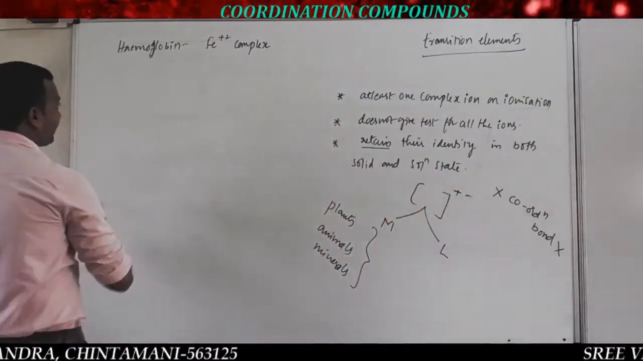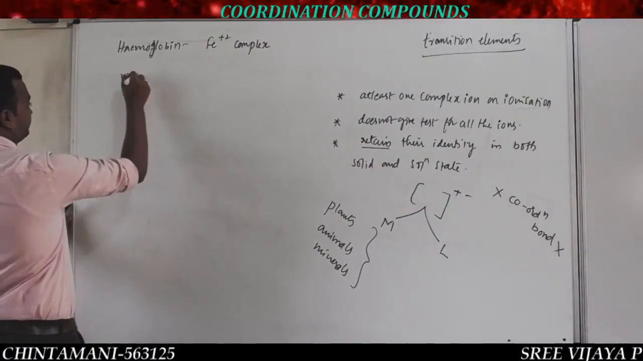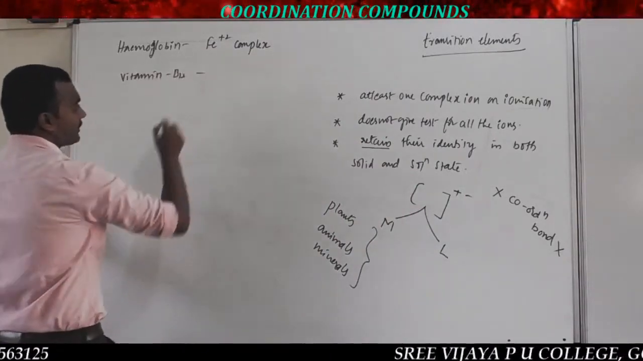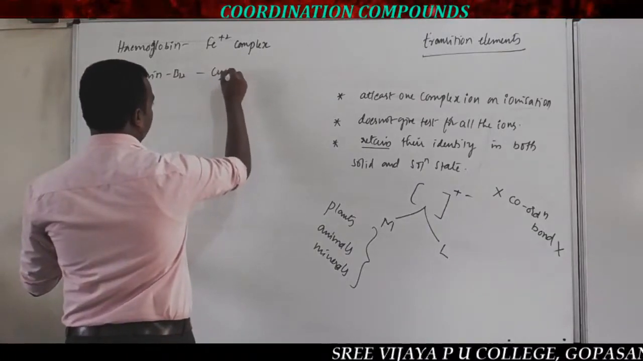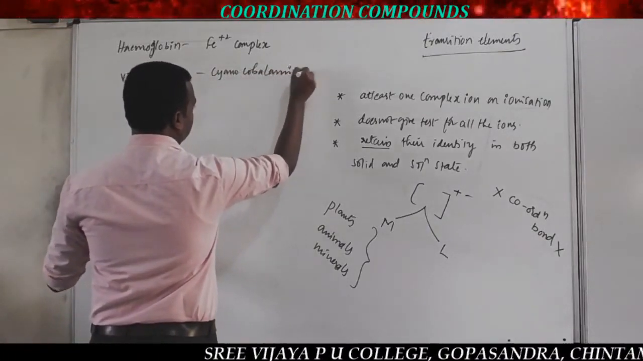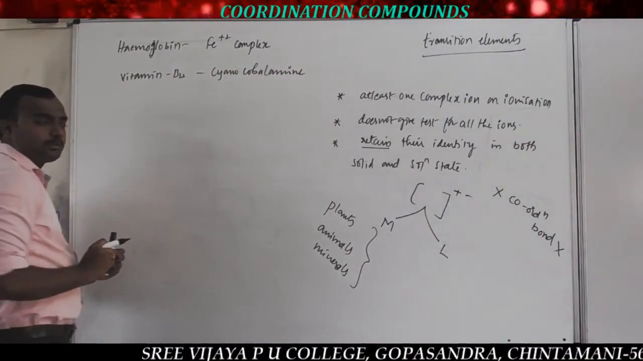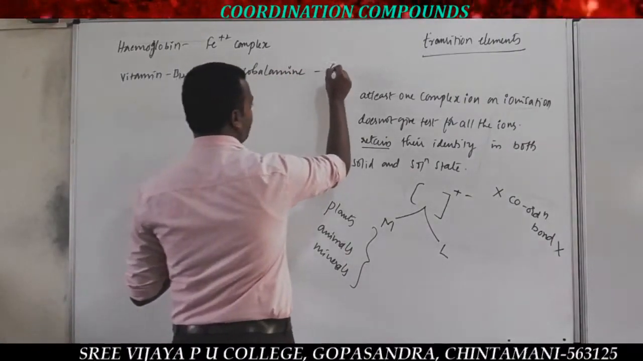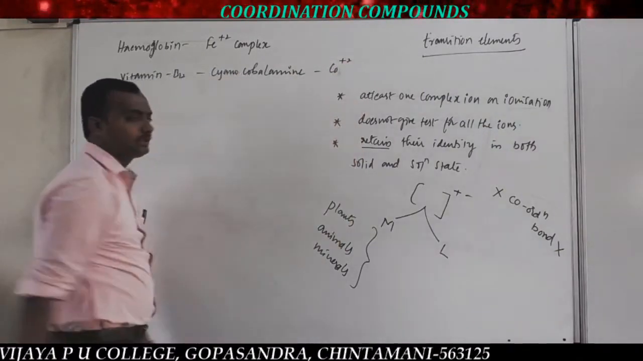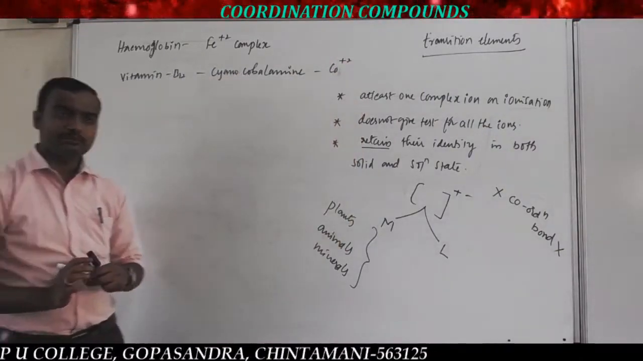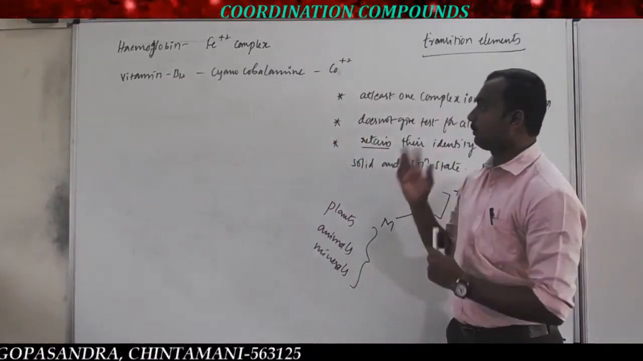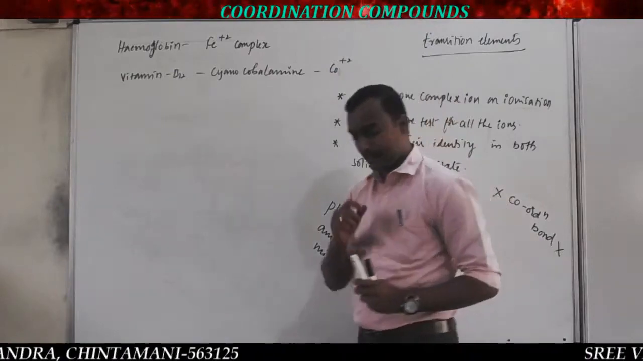And another one is vitamin B12, that is also called cyanocobalamin. So what is the central metal atom here? Here the central metal atom is cobalt plus 2. Again, in competitive exams: name the transition element present in vitamin B12. That is cobalt, in the oxidation state plus 2.